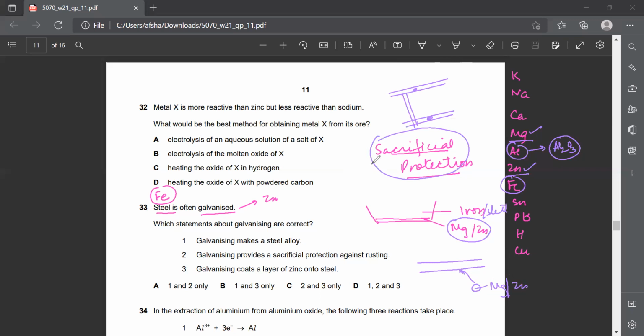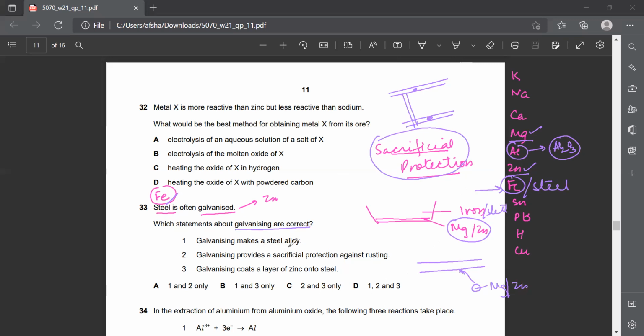It's a method of preventing any object from rusting. The more reactive metal sacrifices itself in order to prevent the iron or steel from rusting. Now, this was an explanation before I start with the MCQ. Steel is often galvanized. Steel has the basic element iron in it. Which statements about galvanizing are correct?